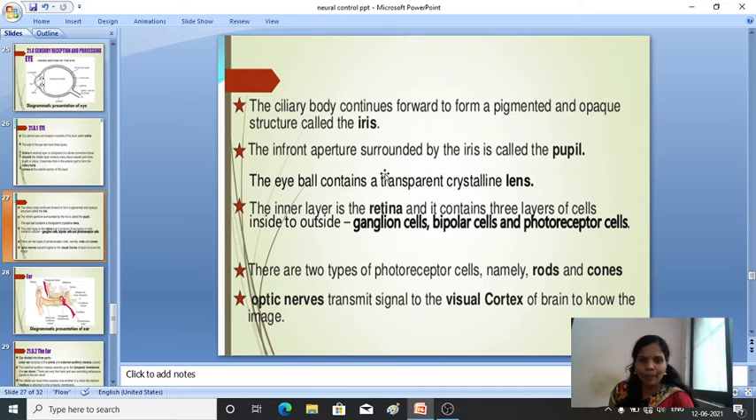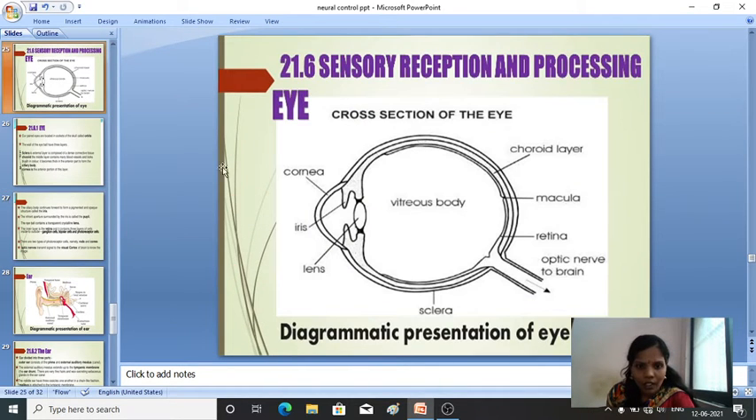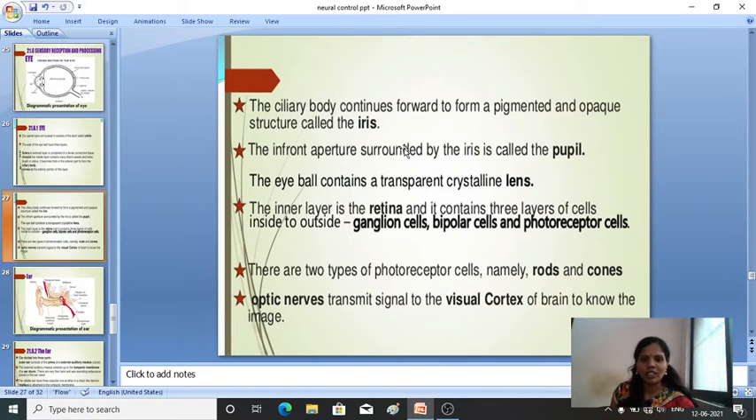The front aperture surrounded by the iris is called the pupil. Here, in the front of the iris, the pupil will be there. The labeling is not there. The eyeball contains a transparent crystalline lens.